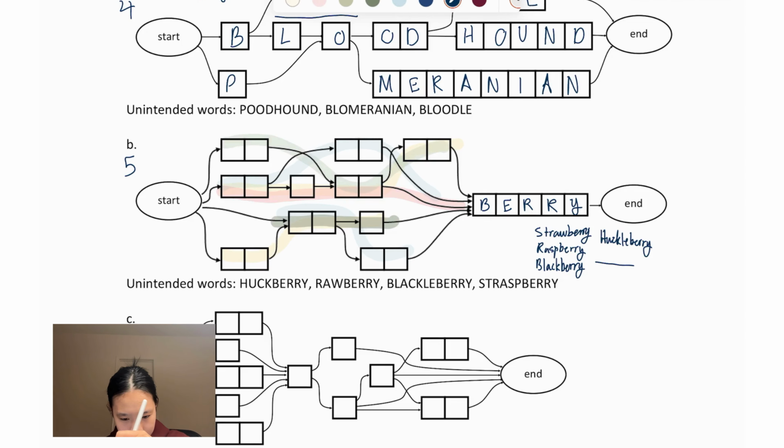There's 6, there's 4, there's 7, there's 5, there's 3, there's 6, and there's 5. So the longest one is the 7-letter one, and we are given the unintended word of blackberry. So the black is going to be the 7-letter part, and we can fill that part in. So it's B.